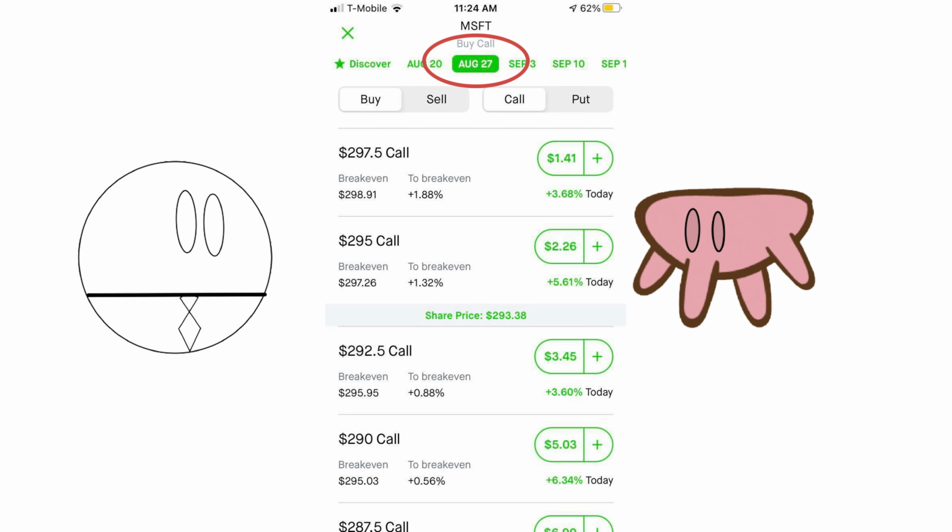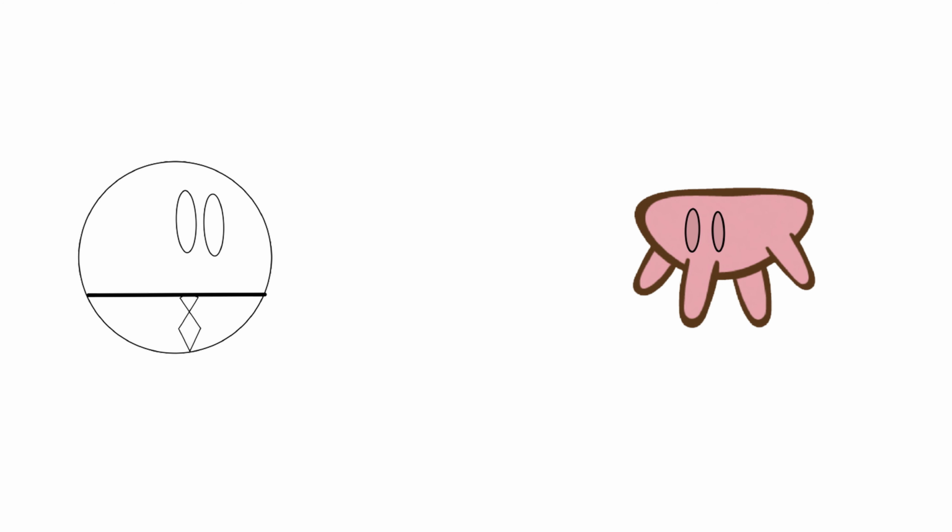So I will spend my last like $500 to buy a call on Microsoft with a strike price of $295, expiring August 27, hoping that Microsoft shares will go past my strike price of $295 and past the premium that I will have to spend to own this contract. That means, in order for me to break even, Microsoft shares have to be at $297.26 for me to cover the initial cost of buying 100 shares, which is $295 per share times 100 shares, and the premium amount that I spent, which is $226 total.